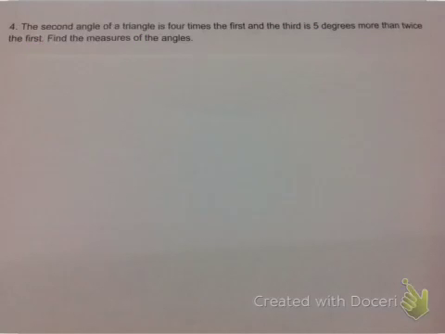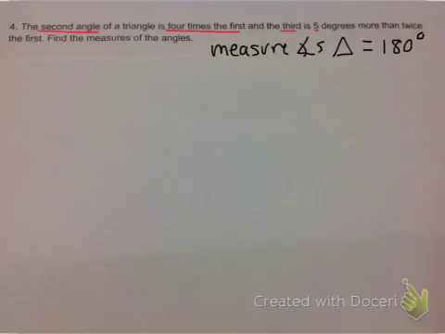All right, the last problem. This is a triangle problem. The important thing to know with this problem, here's the hint I'll give you, is that the measures of the angles in a triangle equal 180 degrees if you add them all up. So let's read our question. The second angle of a triangle is 4 times the first, and the third is 5 degrees more than twice the first. Find the measure of the angles.